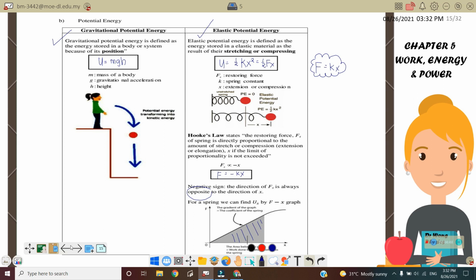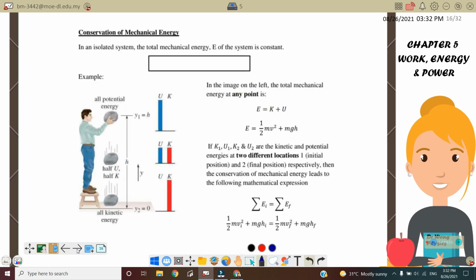Next, we will continue with the conservation of mechanical energy. As we know, mechanical energy is the total of potential energy and kinetic energy. In an isolated system, meaning a closed system, the total mechanical energy E of the system is always constant, meaning that K initial plus U initial equals K final plus U final. Because we know that the mechanical energy is equal to kinetic energy plus potential energy.